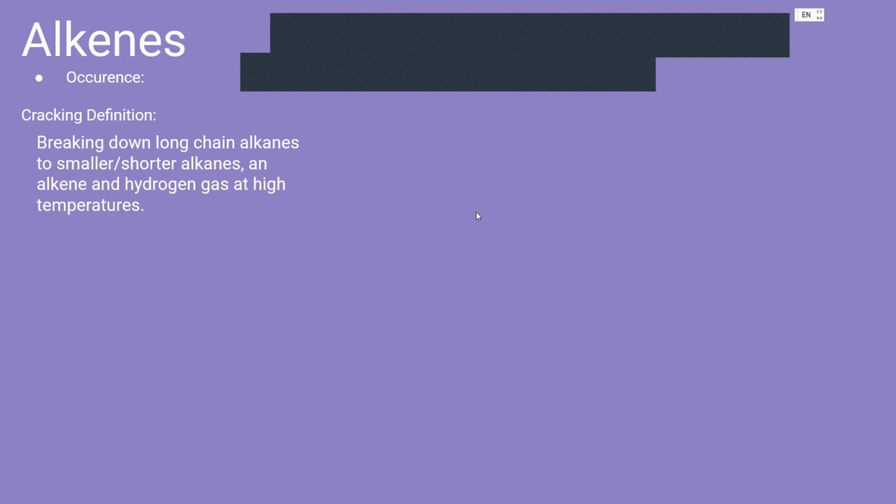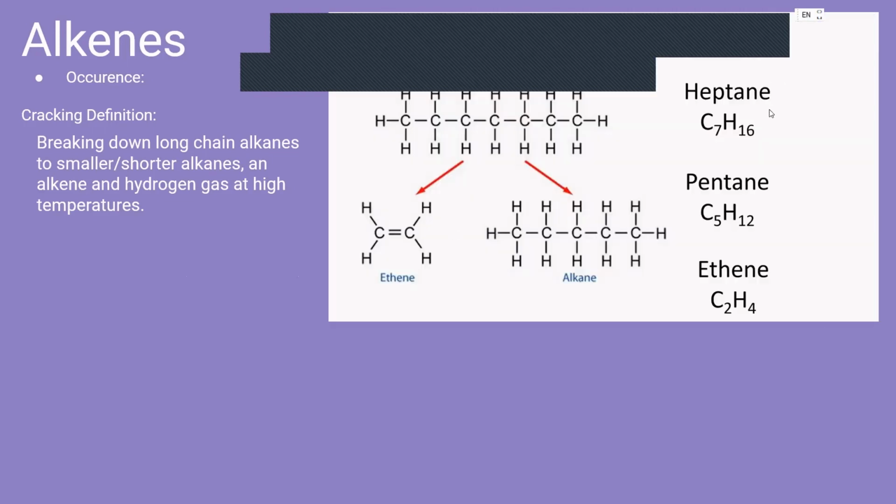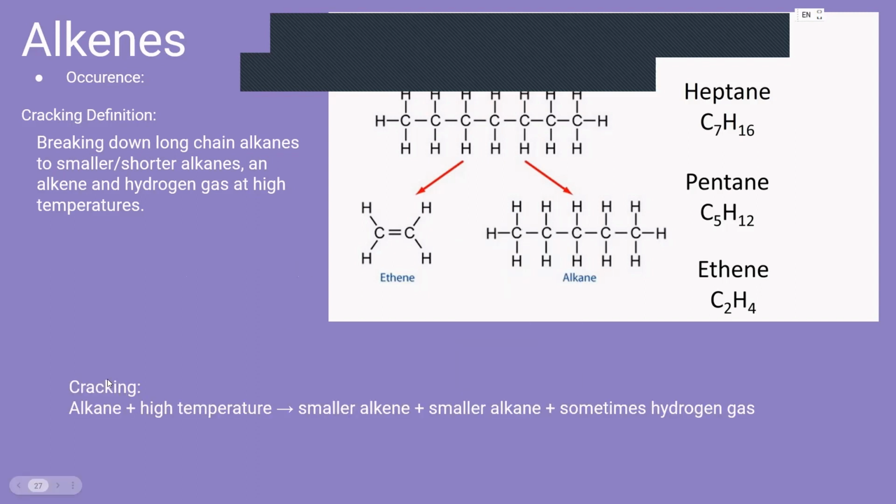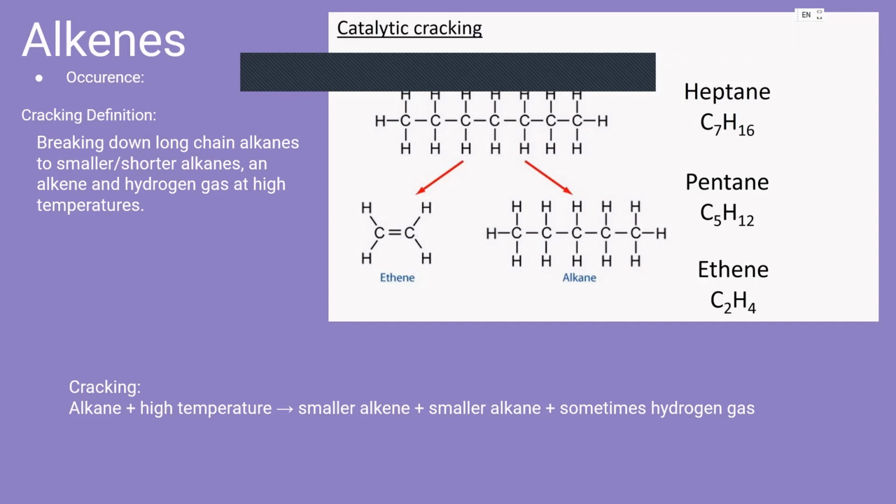So the example we have here is heptane. We have heptane and we actually turn it into pentane and ethene. And you notice here that we don't actually produce hydrogen gas. So sometimes hydrogen gas is not produced. So this is kind of the general formula you want to know for cracking. You have an alkane at a very high temperature, and this is very important. It must be at a very high temperature. Then when cracking the molecule, you will get a smaller alkene and a smaller alkane, and sometimes you'll get hydrogen gas as well.